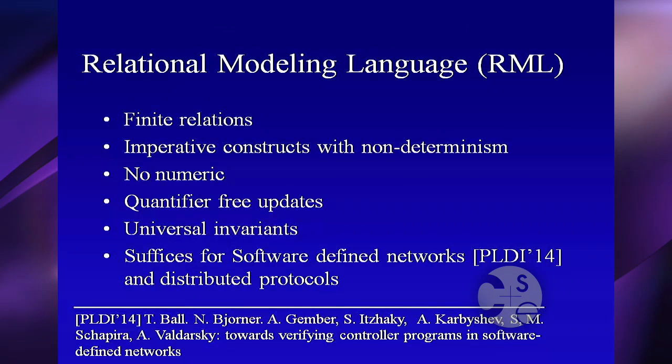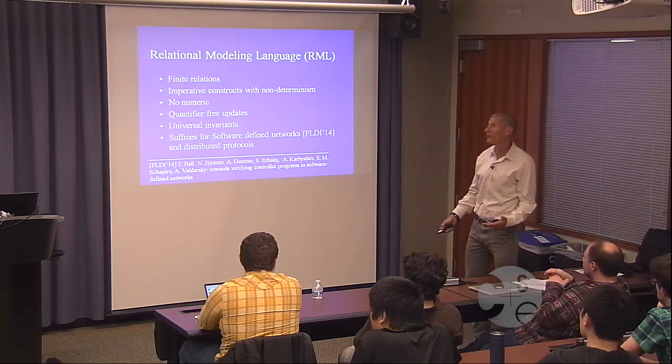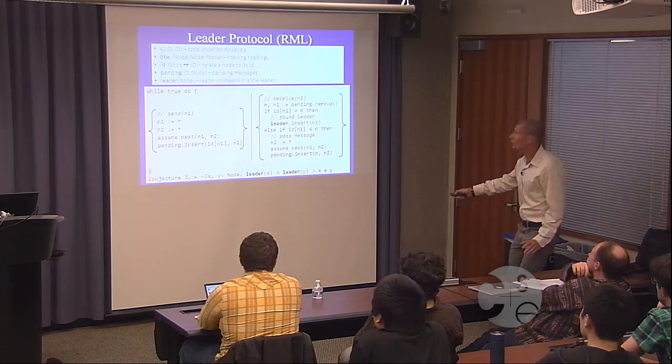So we model the program, as I said, with this relational modeling language. It supports finite relations, it supports loops and imperative constructs, but it doesn't have any numeric values. It has quantification, but it's just quantifier-free update. It only supports universal properties. Actually, we have shown in previous work that we can use a similar language for software-defined networks, but it's a very, very limited language.